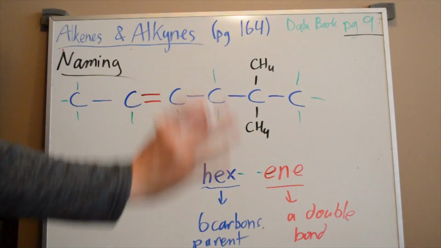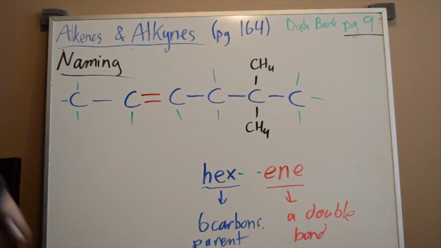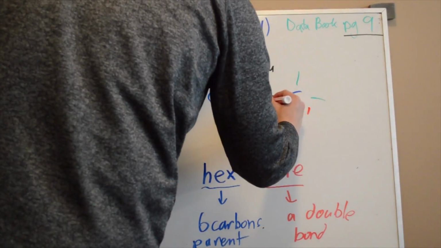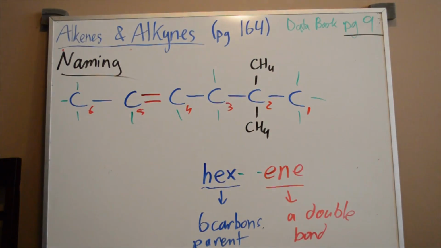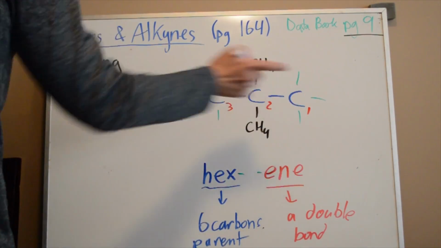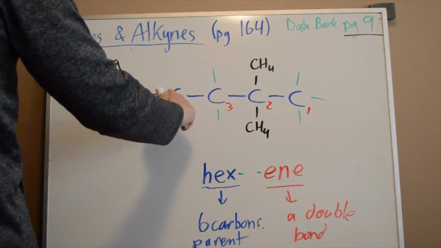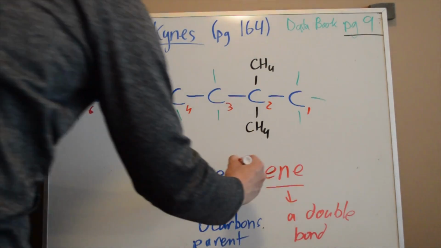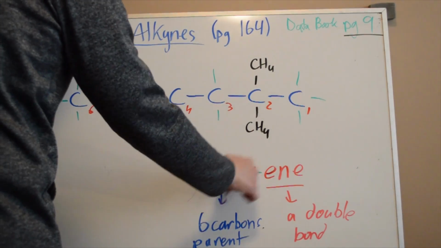Let's imagine for a second that we numbered the longest carbon chain this way: 1, 2, 3, 4, 5, 6. Now you might be thinking, Mr. Lau, you're an idiot, I already know what the problem is. You'd be right. If we go from right to left, the double bond starts at the 4th carbon, so this would be hex 4ene. Incorrect, because this is not the lowest possible number.